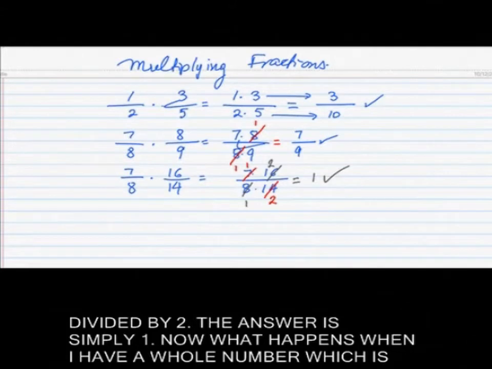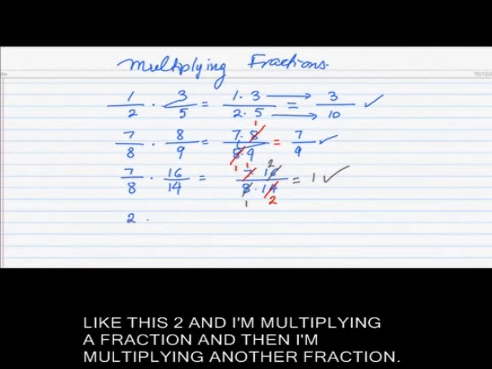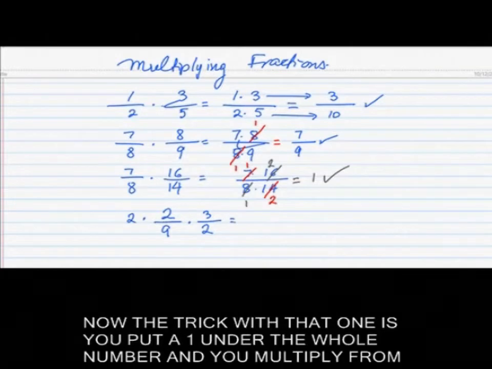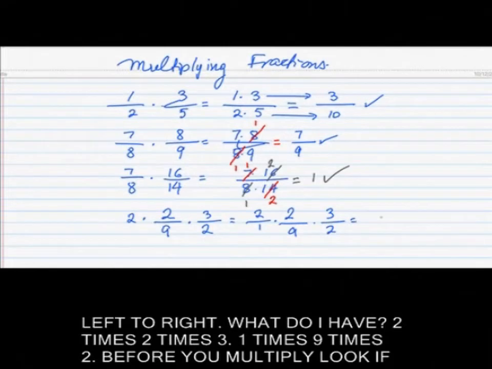Now, what happens when I have a whole number, like 2, and I'm multiplying a fraction, and then I'm multiplying another fraction? The trick with that one is you put a 1 under the whole number and you multiply from left to right. What do I have? 2 times 2 times 3, over 1 times 9 times 2.